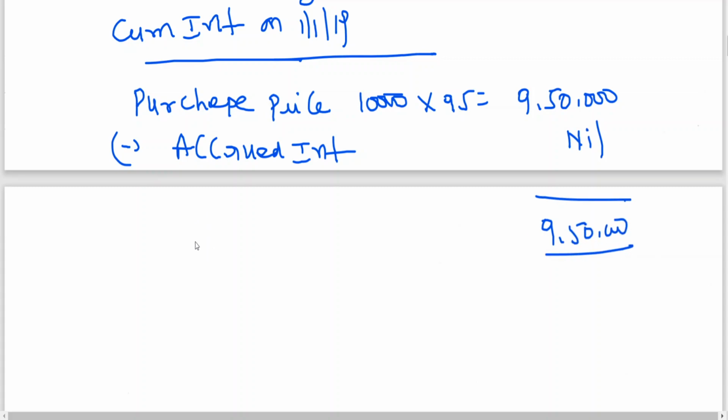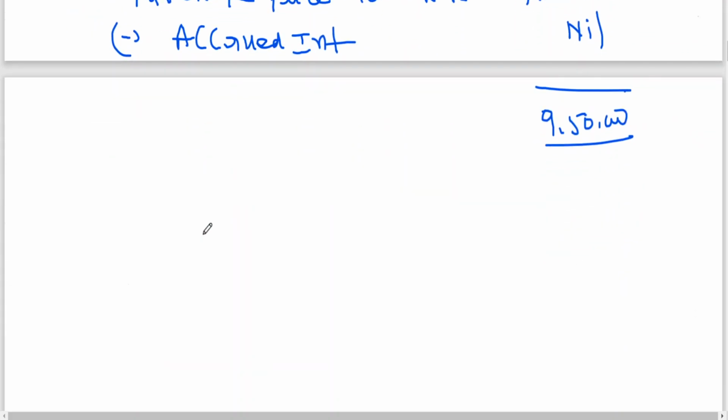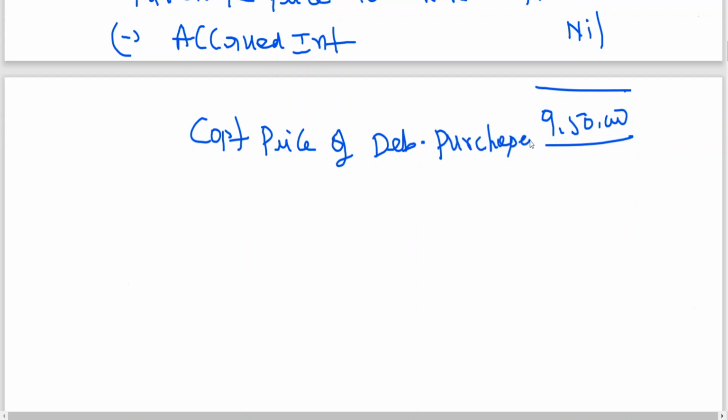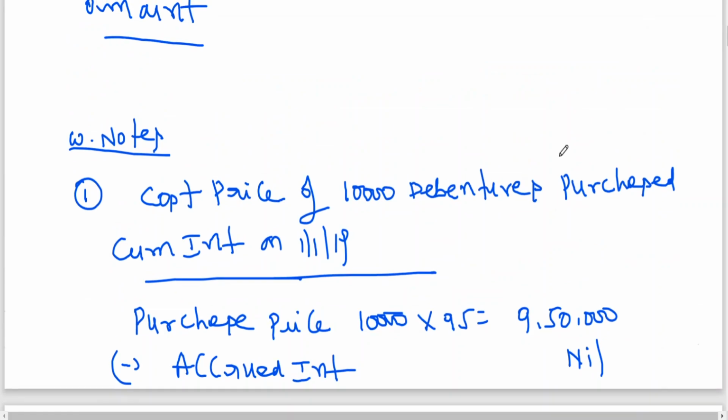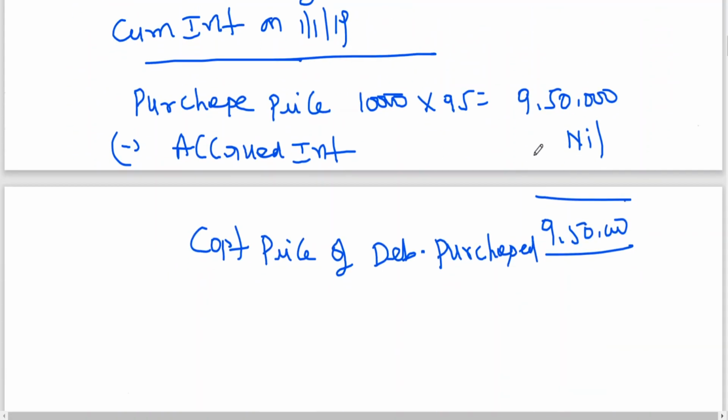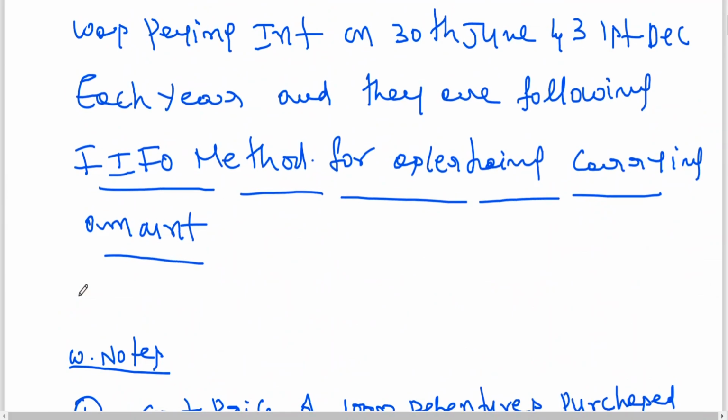Therefore, this is the cost price of debentures purchase. Accrued interest, I have given the reason why. The investing enterprise, the seller, has received interest from the company on 31st December 2018. So on 10,000 debentures, there is no need to deduct accrued interest. Then working notes number 2.